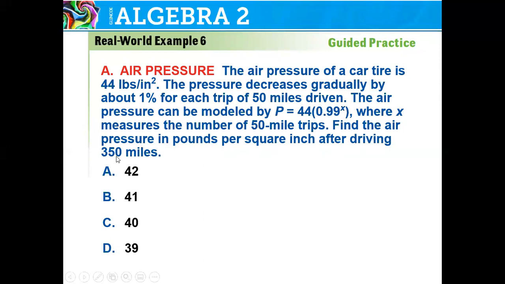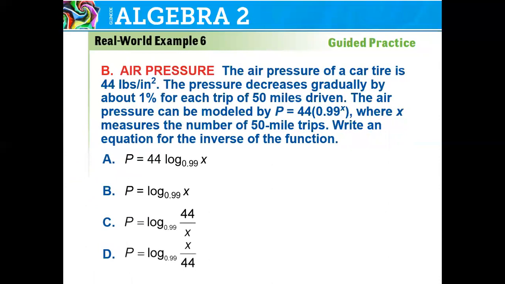So first of all, to find the value of x, I need to divide 350 by 50. So 350 divided by 50, I will end up with 7. So x equals 7. You will take this 7 and put it here. Put 44 multiplied by 0.99 to the power of 7 in the calculator. You will end up with 41, which is your answer.